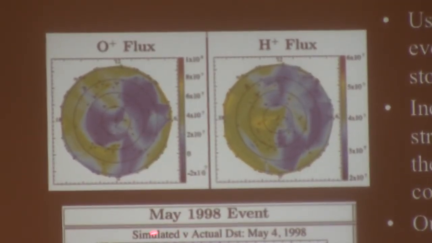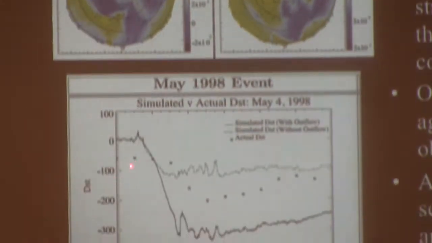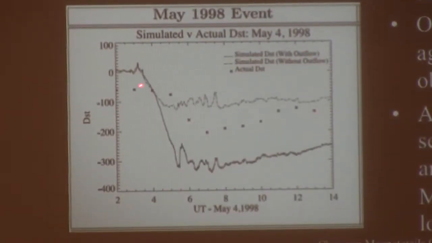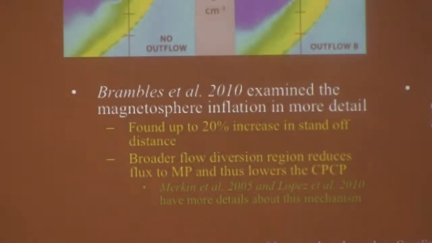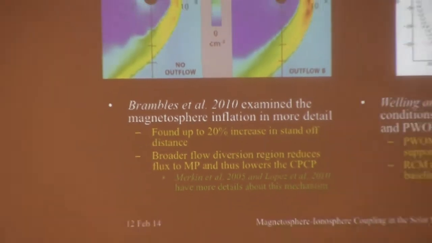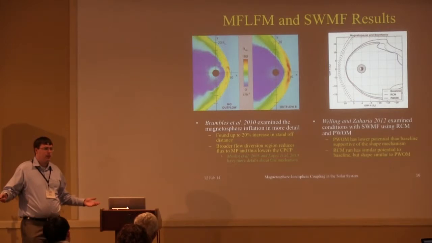This is a run for a May 1998 event. This dashed line here is a baseline run without outflow. These are actual measurements. And then this curve is the run including the plume outflow. And you can see adding that plume outflow dramatically reduces the Dst and causes it to actually overshoot the measurements for this case.